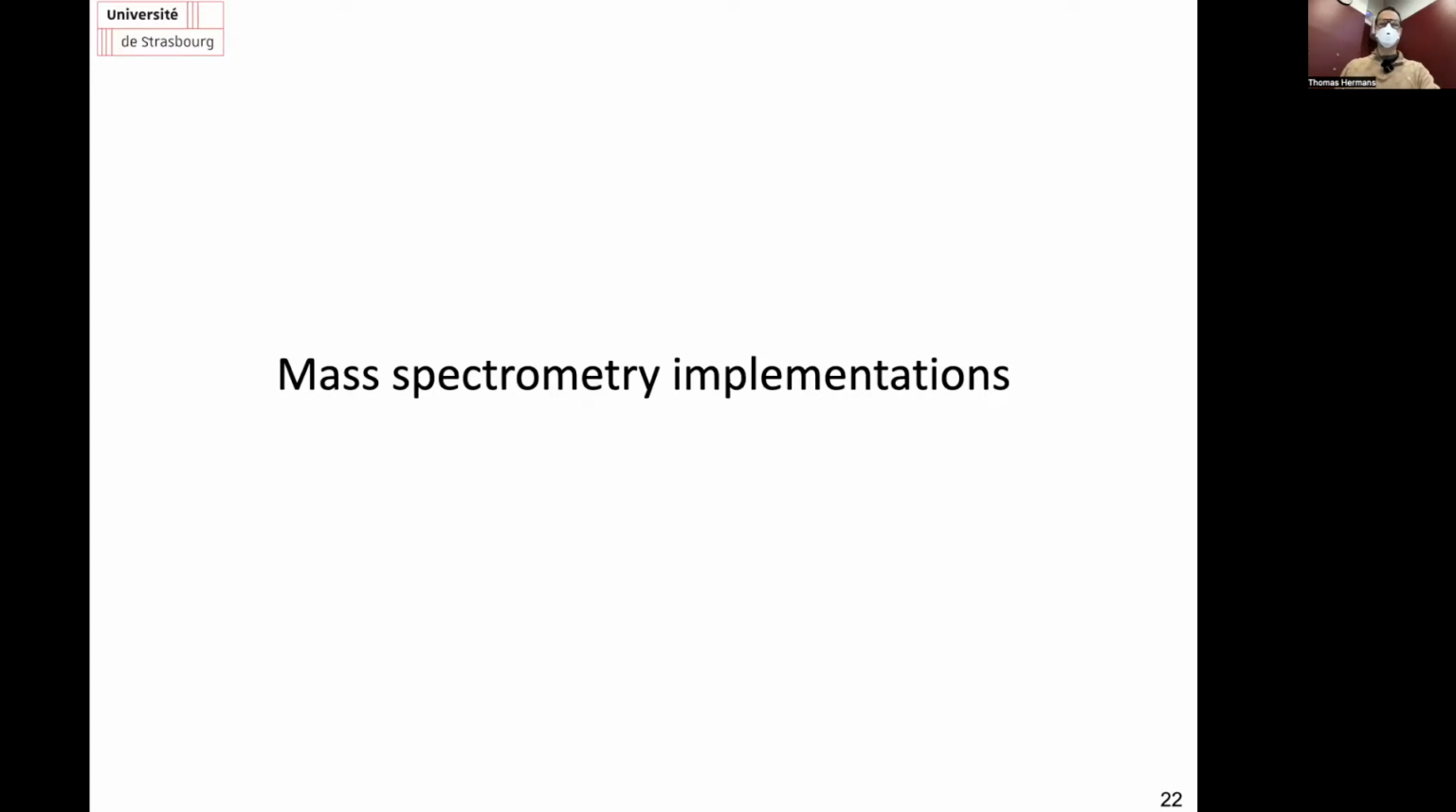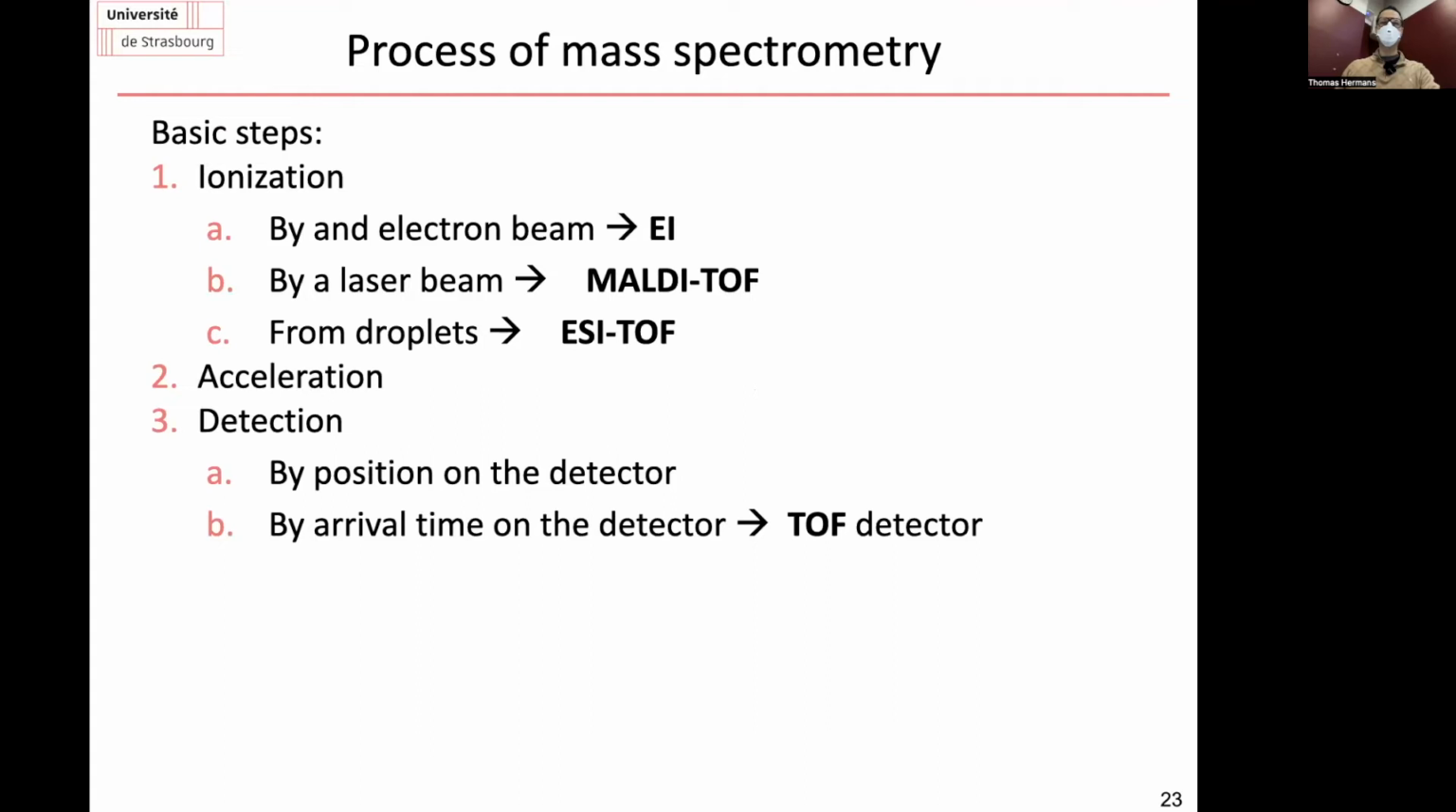So first, a bit of the older implementations, but they are still used a lot. The ones that are called EI, which is electron ionization, are ionized by an electron beam; it can be laser, can be droplets. So we're first going to go more into this.